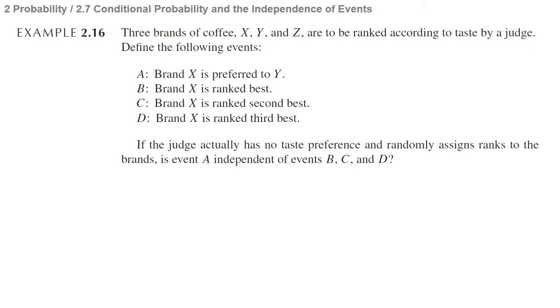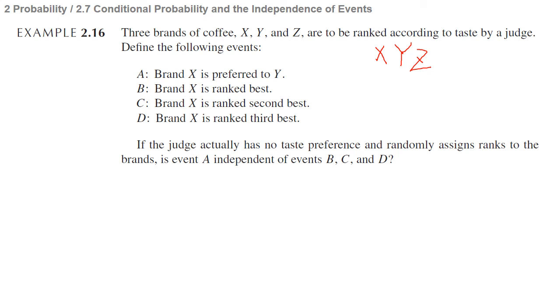Let's move on to example 2.16. Three brands of coffee, X, Y, and Z, are to be ranked according to taste by a judge. So our experiment would be ranking our coffees X, Y, and Z. A simple event would be an order of X, Y, and Z, for example XYZ: X is the first rank, Y is second rank, and Z is the third rank. All the ways of ordering these three are all the simple events.